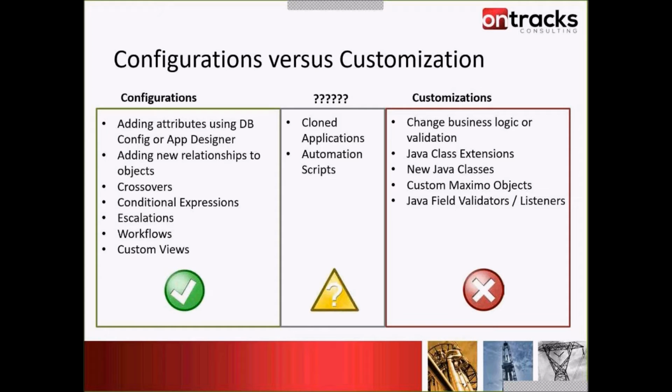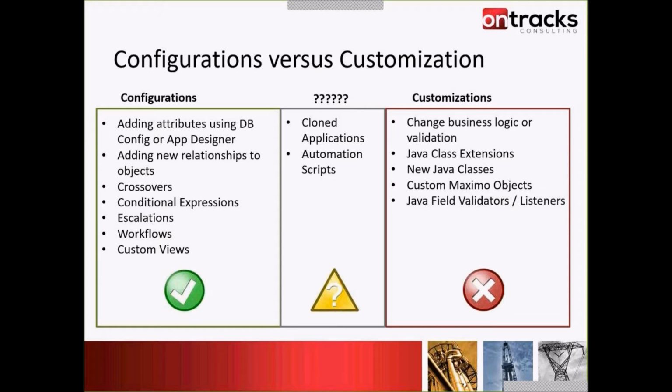On the far right, customizations. Again, what we consider a customization is changing the business logic or validation of the system. So you're changing the core code. When you normally click this button, Maximo wants to perform that function, and I've changed that through a Java class extension or through a new Java class or whatever, so that now it does something different when I click that button. And again, there's a gray area in the middle here I'll talk about, but typically Java class extensions, new Java classes, custom Maximo objects, Java field validators or listeners, those are what we're going to consider to be customizations. Again, typically requires Java programming, and that's kind of what we're going to say is the customization side.